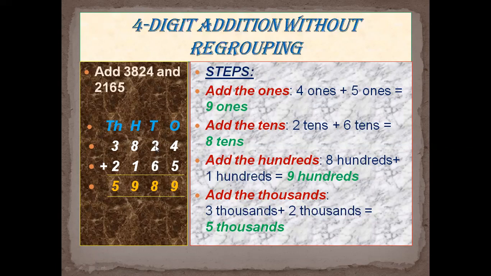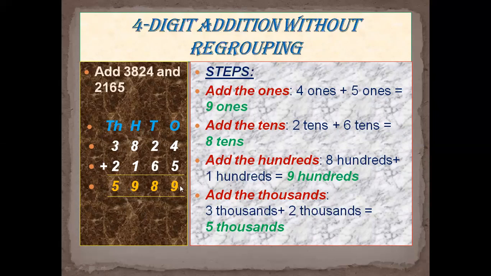We keep this 2 in our mind and take 6 in our hand. After 2 we count our fingers: 3, 4, 5, 6, 7, 8. We write that 8 in the tens place. Now we add the hundreds place digits. In the hundreds place 8 and 1 are there, that equals 9, and then 3 plus 2 equals 5. So the answer is 5989. This is addition without regrouping.